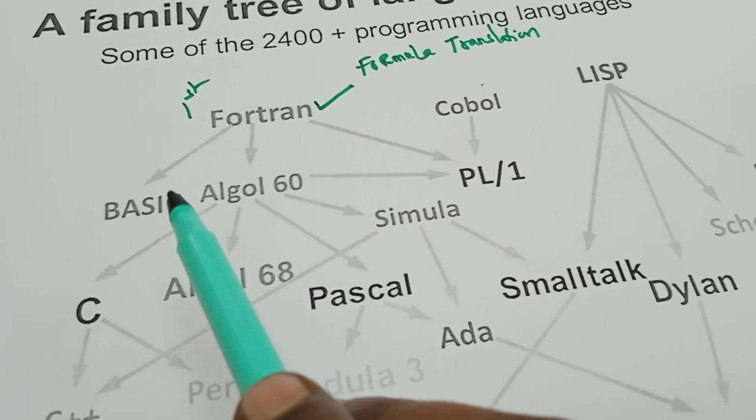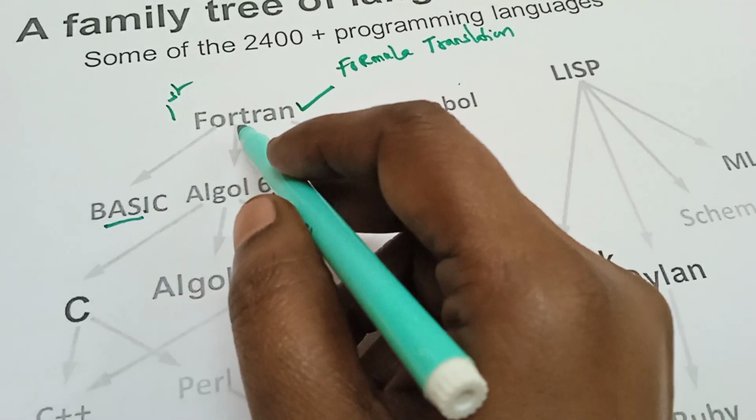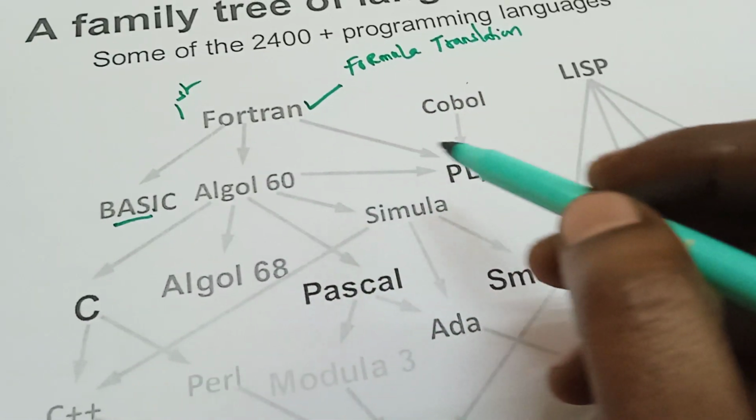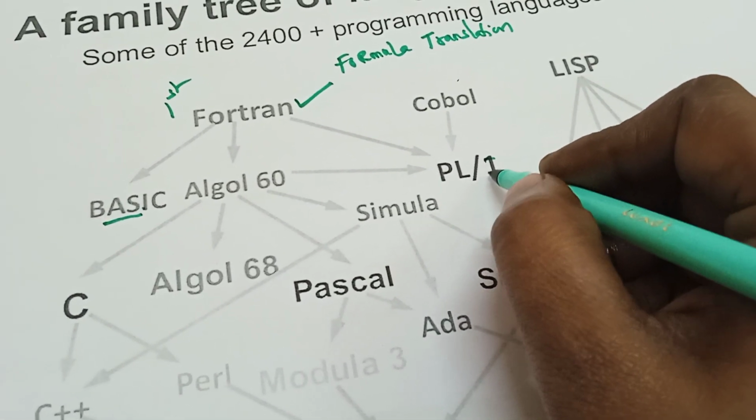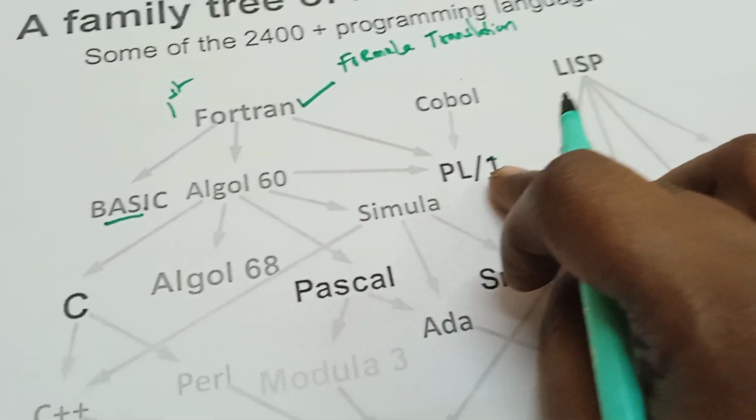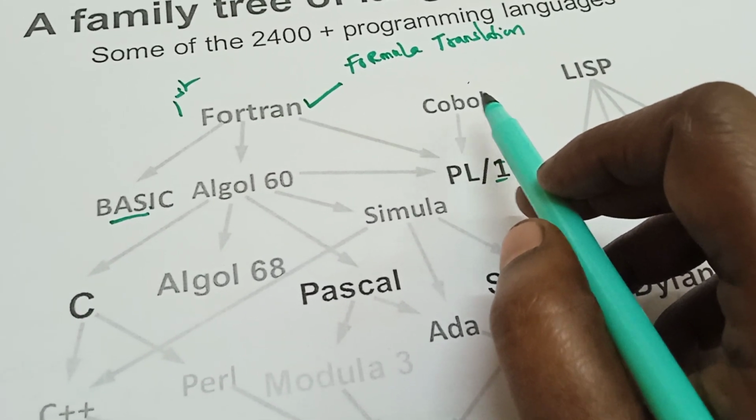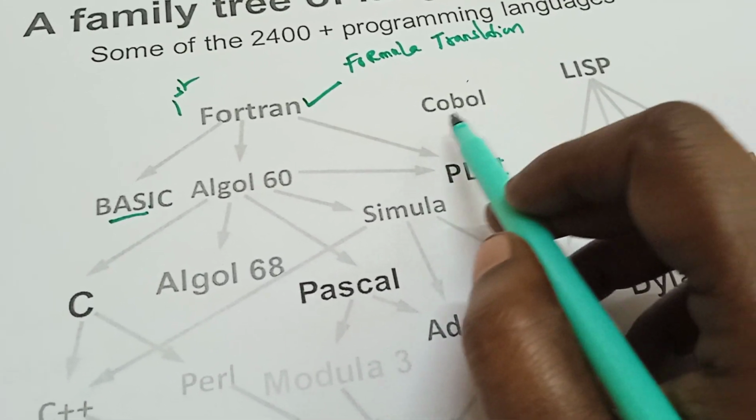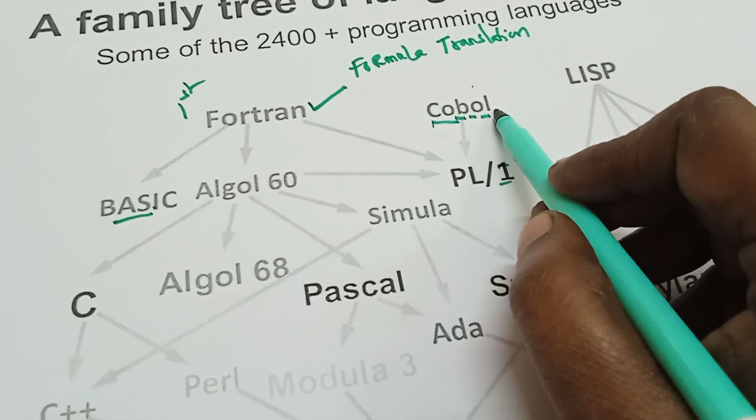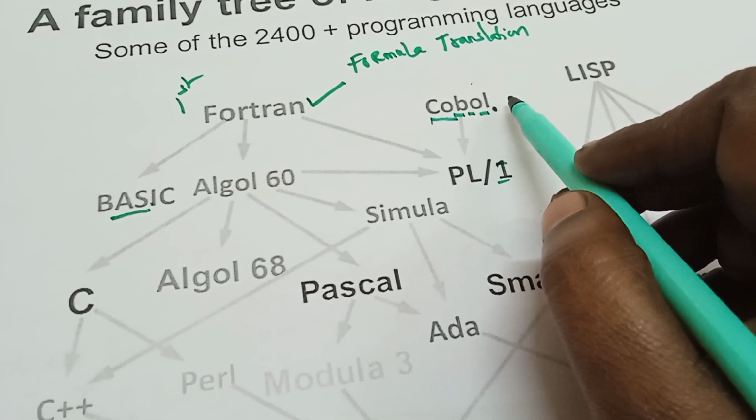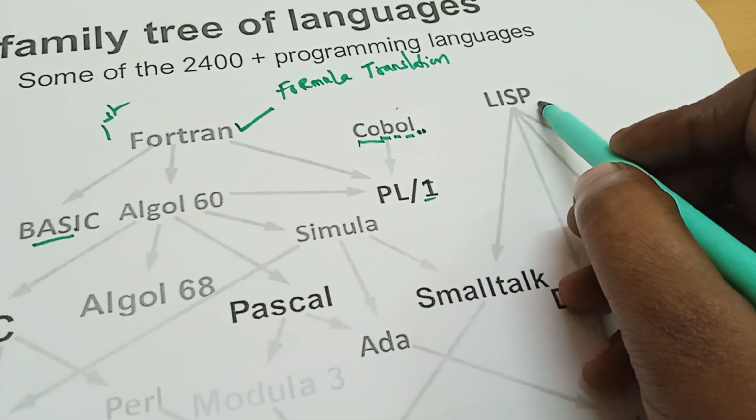languages came in as a new language, which is BASIC. BASIC is a descendant of this Fortran. Algol 60 is also a descendant. PL/I, it is not one, it is I. PL/I is a programming language, and the origin of PL/I is also Fortran. Now, look at this COBOL. COBOL is Common Business Oriented Language. This is one of the languages used only to implement business applications. Lisp is a functional programming language.